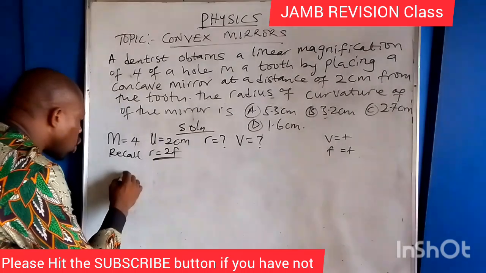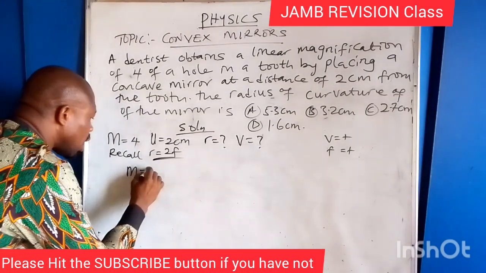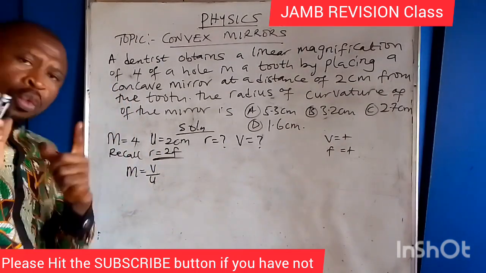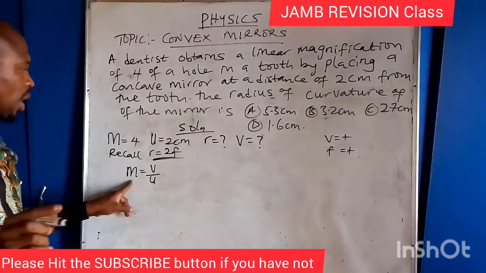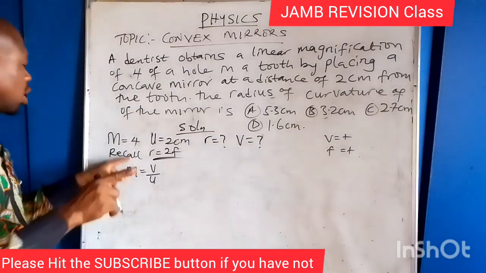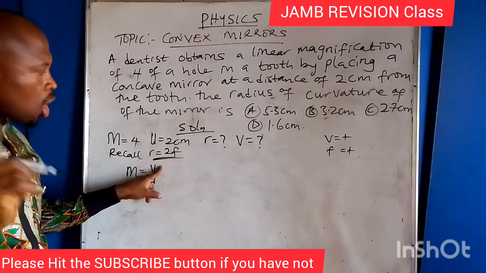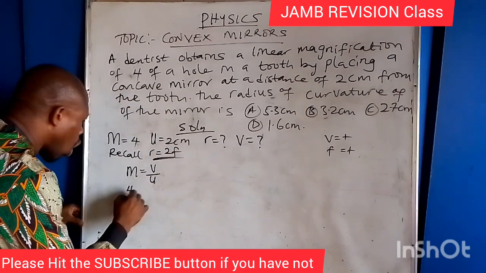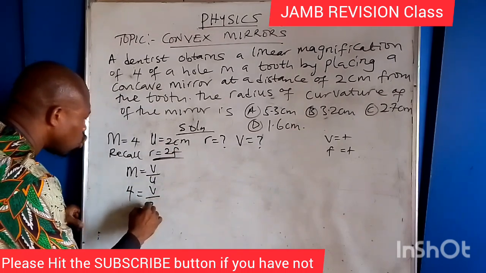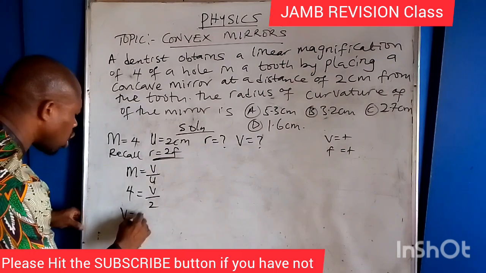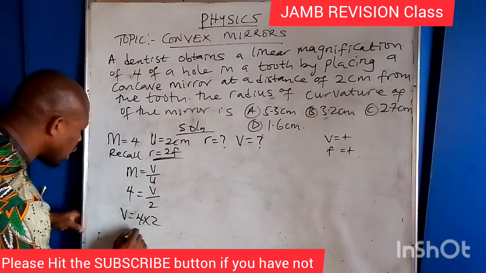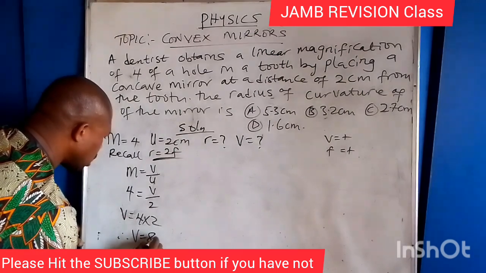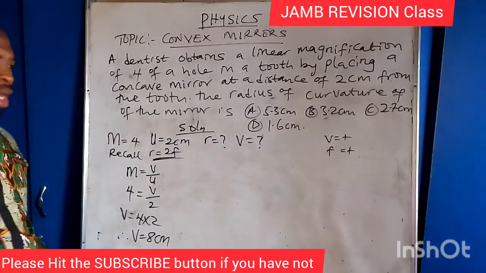Using the relation that says M is V over U, we substitute into this. Our M is 4, V is unknown, and U is 2. So we have 4 is equal to V over 2. Now V will give us 4 times 2. Therefore, the image distance is 8 centimeter.